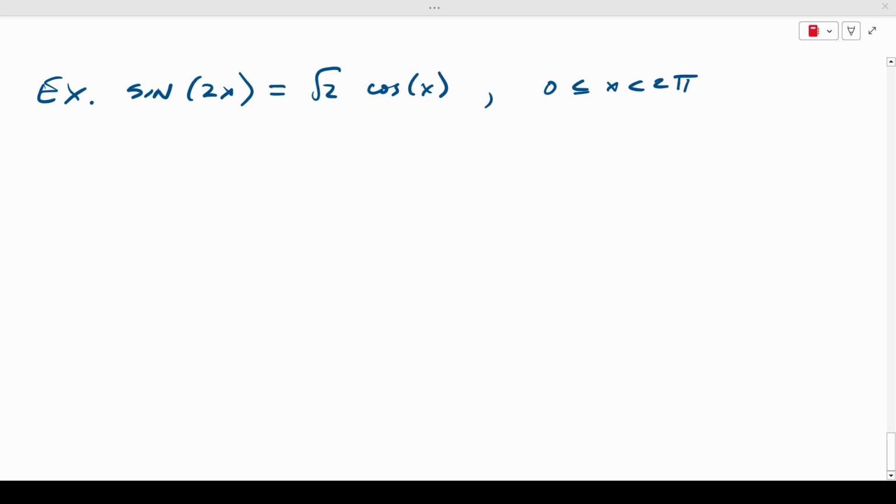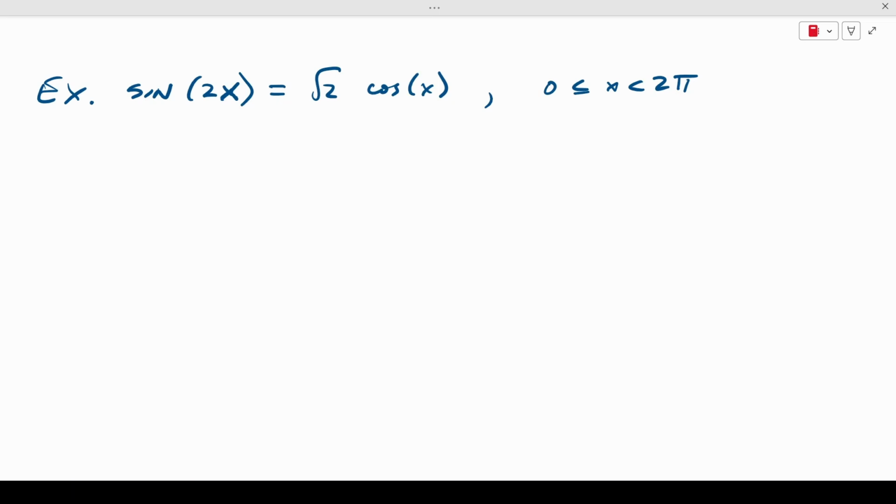Okay, here's an interesting one. I have a root 2 in there. It shouldn't really cause any concern. I'll just treat that like any other number. I have the same domain that I'm working over. 0 less than or equal to x less than 2 pi. That's pretty common. It's one revolution. And I have a sine 2x.